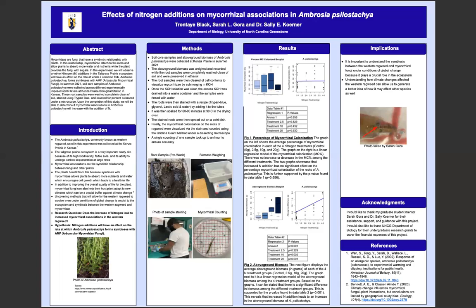This first picture is what the root samples look like prior to washing. The second picture is the above ground biomass being weighed. The third picture is the sample staining process, which occurred under the hood. And the last picture is what the stained roots look like on the grid line petri dish.